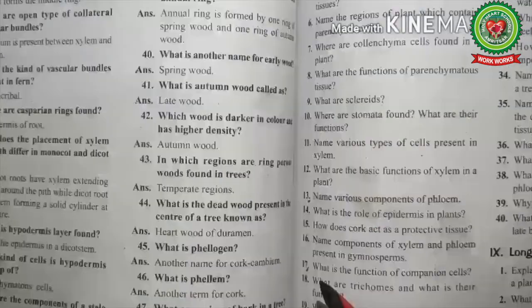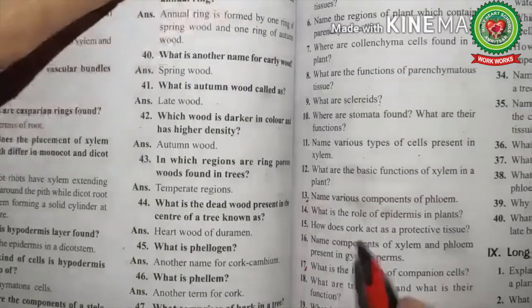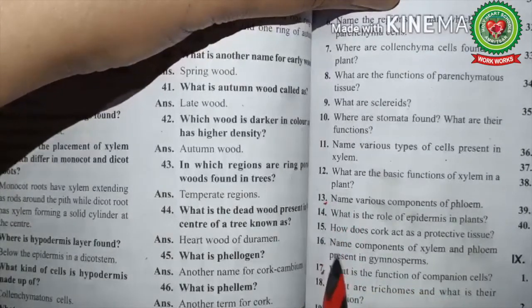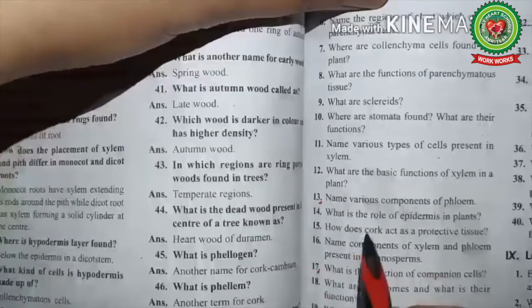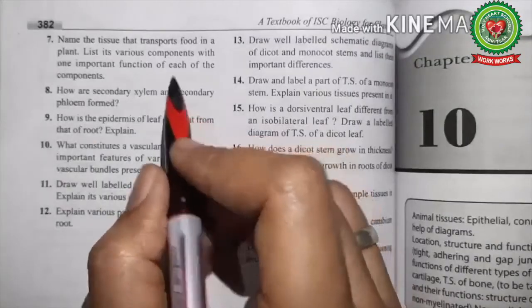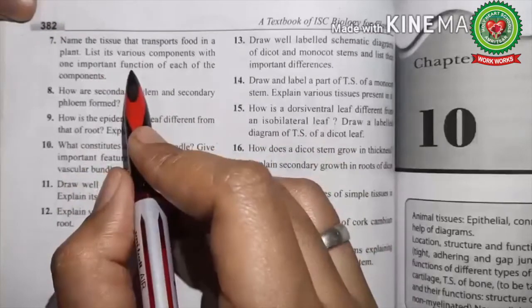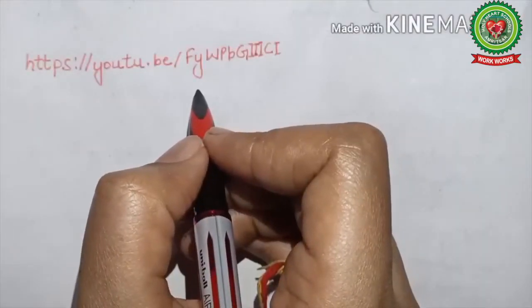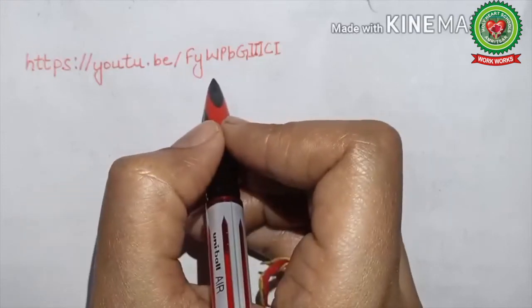Now come to page number 381. You have to plan question number 13, questions 16 and 17 of short answer, and question number 7 of long answer on your copies. For further reference, you can also see the following link.